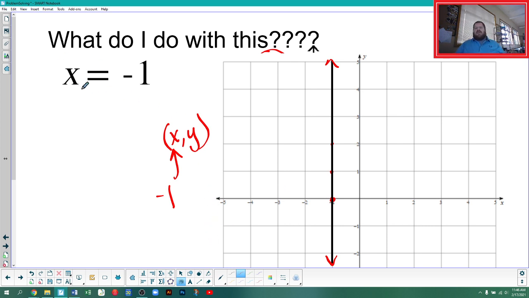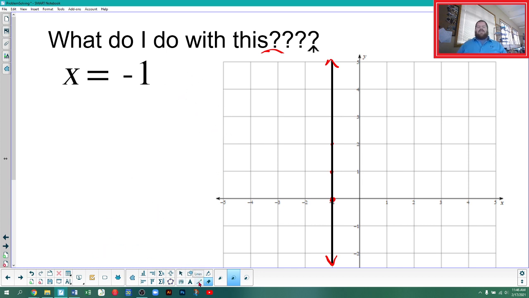So even though they didn't give me two variables, they only gave me one variable, I can still graph a line. It's still a line that makes sense. Now let's think about this in a couple different ways. Let me give you another reasoning behind this. And this one's a little bit different, a little bit tricky.